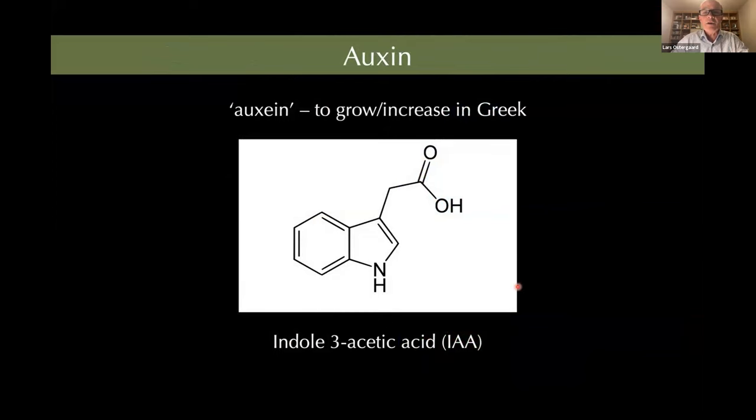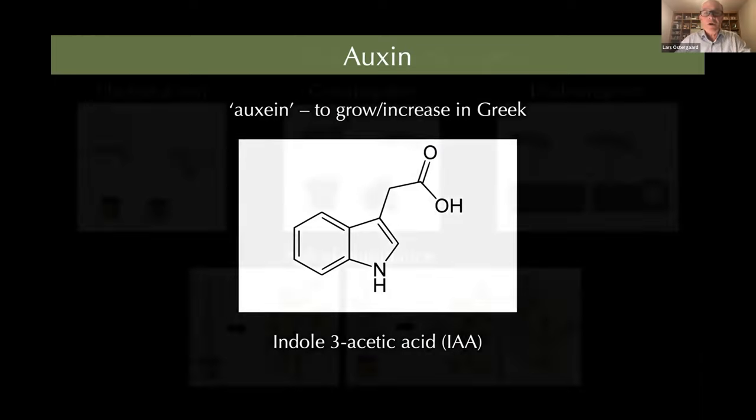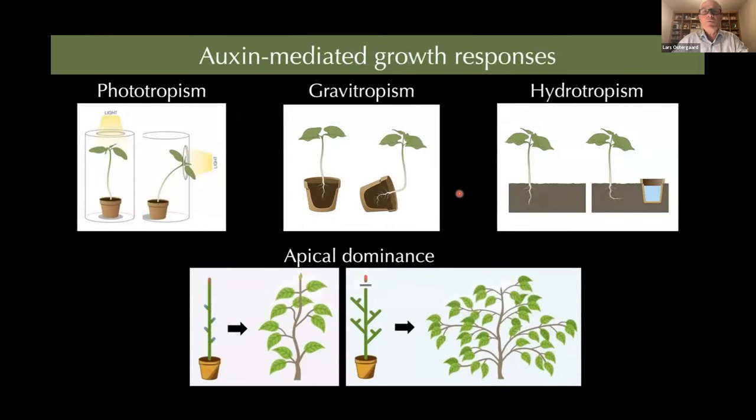And the molecular structure of auxin is shown here, and is also known as indole 3 acetic acid, or IAA. Auxin comes from the Greek word auxane, which means to grow or increase. Auxin has been known for a very long time as being important for plant growth and development. And Charles Darwin and his son Francis did work in the 1800s on the effect of light on plants.